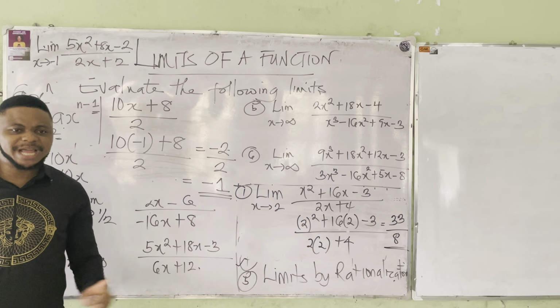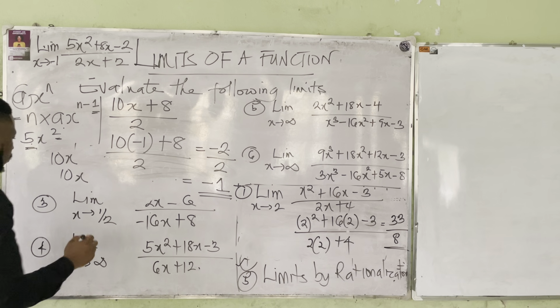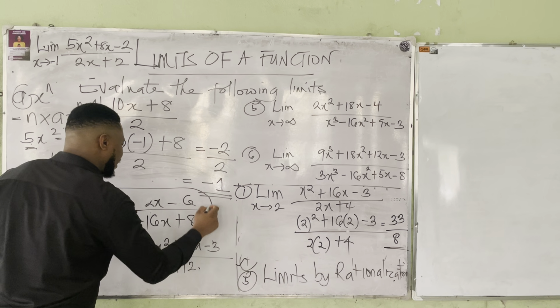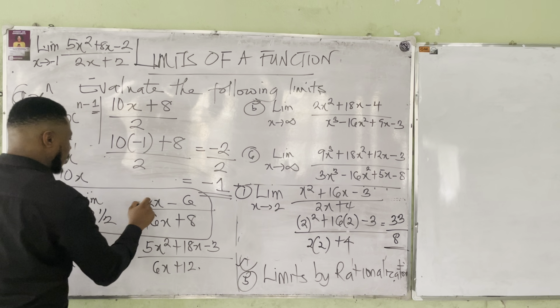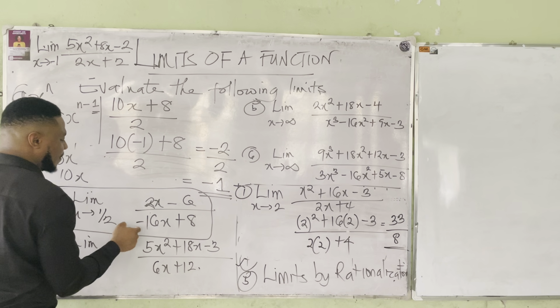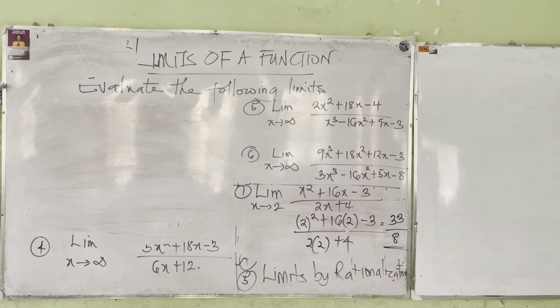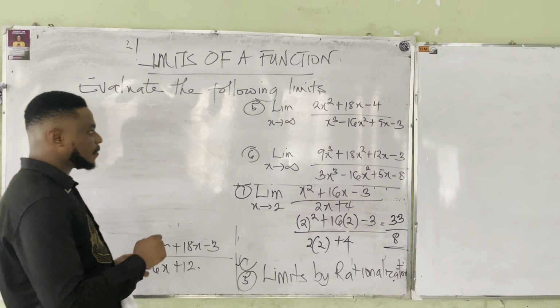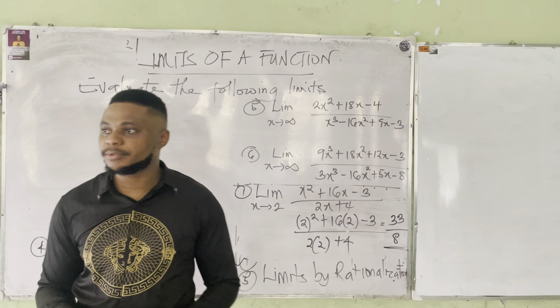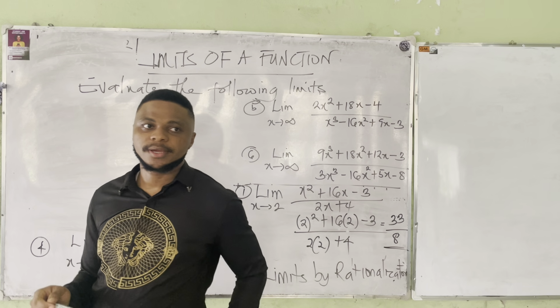Yes, simple. L'Hopital's rule is just the rule of differentiation. Is that okay? Alright. So look at number 3. I would like you to try number 3 quickly. Number 3 says the limit as x tends to 1 over 2 of 2x minus 6 divided by minus 16x plus 8. So please solve this quickly. If you solve number 3, your answer should give you minus 1 over 8. Alright?